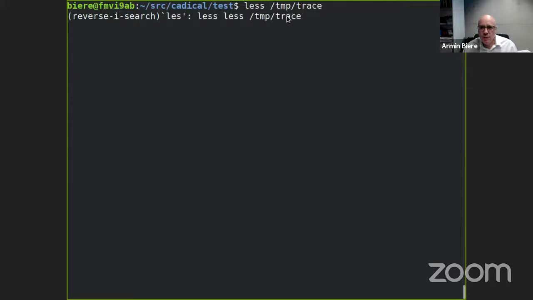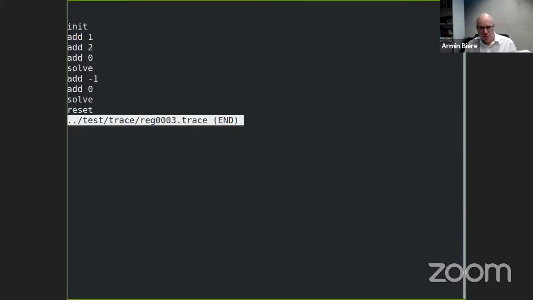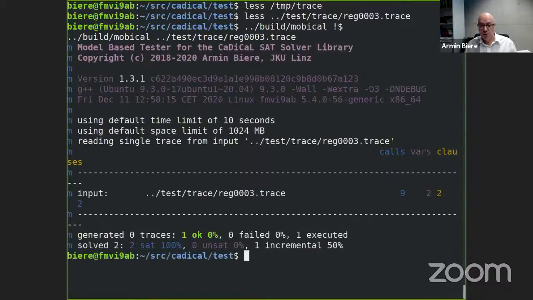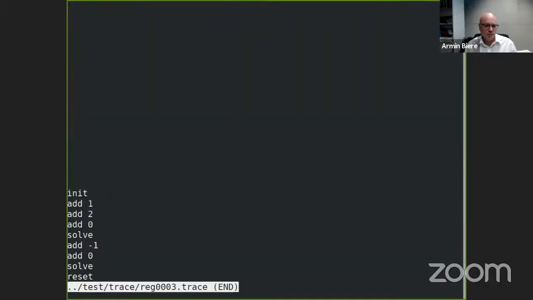Again, this thing is in my way, it's difficult to do this. Right, so this was a regression test, and there's a tool called MobiCaL in the build directory, and if you give it this trace, it would just replay it, okay? You get the point. So what does replaying mean? Well, it parses this trace, and then of course would call the API functions which are needed.